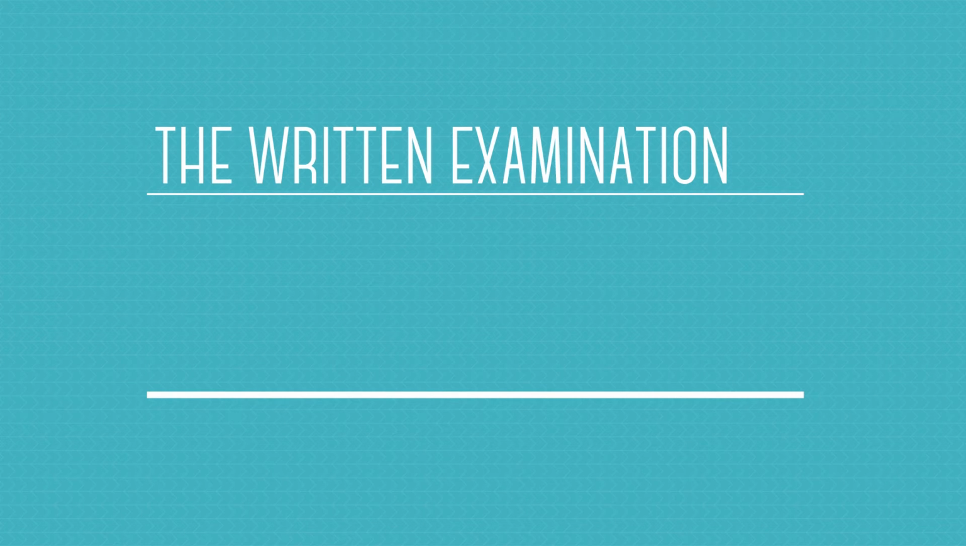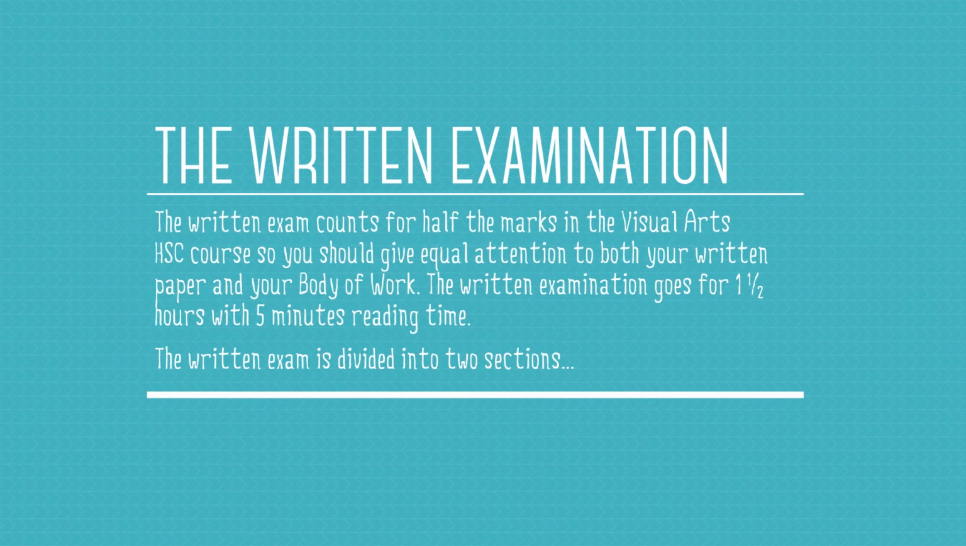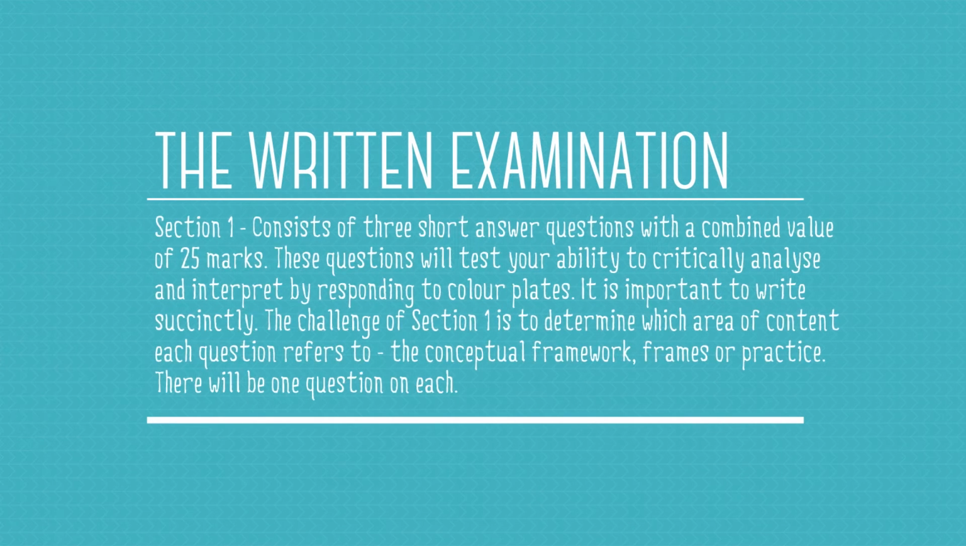The written examination. The written exam counts for half of the marks in the Visual Arts HSC course, so you should give equal attention to both your written paper and your body of work. The written exam goes for 1.5 hours with 5 minutes reading time. The written exam is divided into 2 sections. Section 1 consists of 3 short answer questions with a combined value of 25 marks. These questions will test your ability to critically analyse and interpret by responding to colour plates.